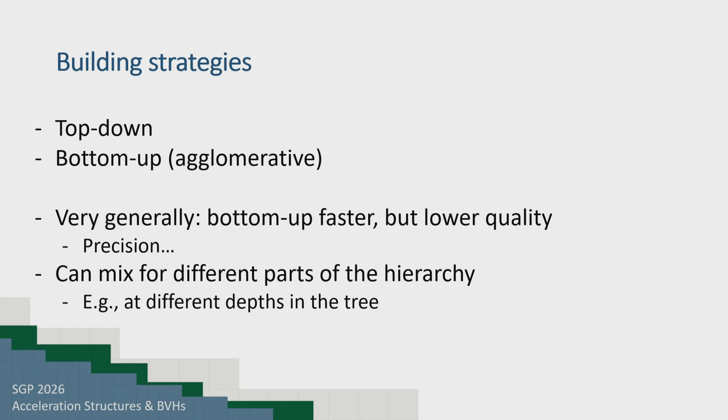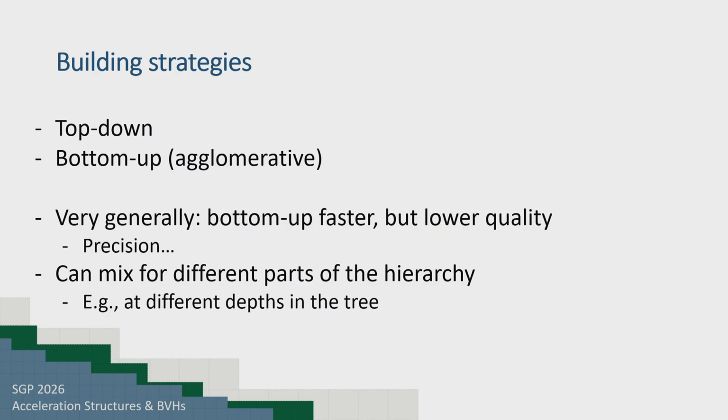Now, with this out of the way, let's look at some building strategies. I would categorize these into two main ideas. One is building them top-down, and the other is building them bottom-up, an agglomerative build. The very general statement about these is that bottom-up builds are typically faster, but give you a lower quality result. You can also run into some problems with precision. Top-down builds are more expensive, but typically give you a better tree for whatever measure you have.